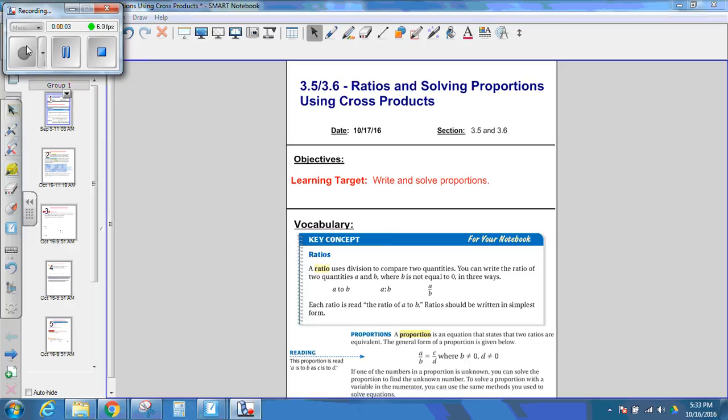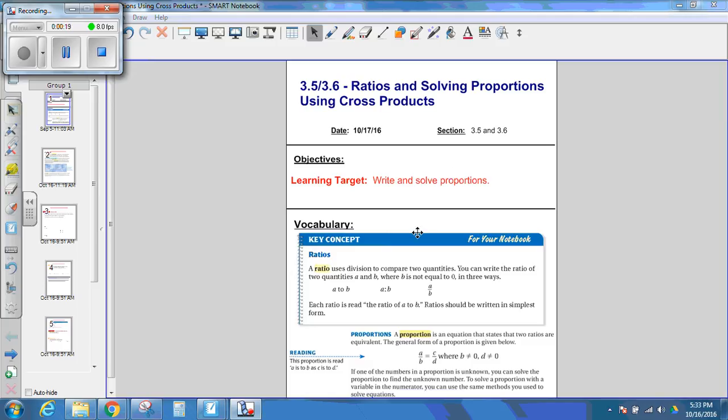Hi, today we're going to be talking about ratios and solving proportions using cross products. This is section 3.5 and 3.6 in your textbooks. So our goal today is to be able to write and solve proportions in an equation.